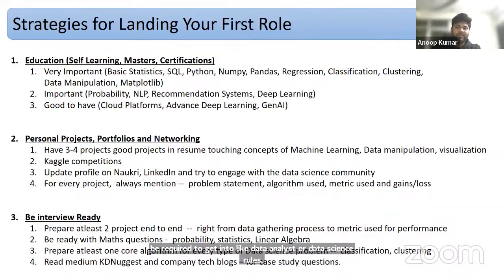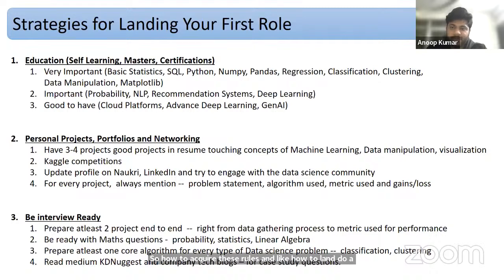So how to acquire these roles and how to land a job, basically, right? The first thing is education. By education I mean how to study and what to study. Some skills are very important. I have categorized them into three parts: some skills are very important, some are important, and the third is good to have.